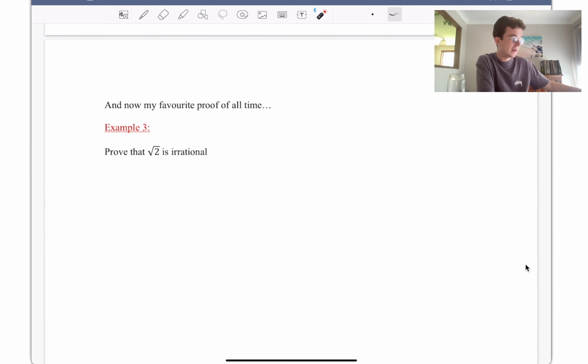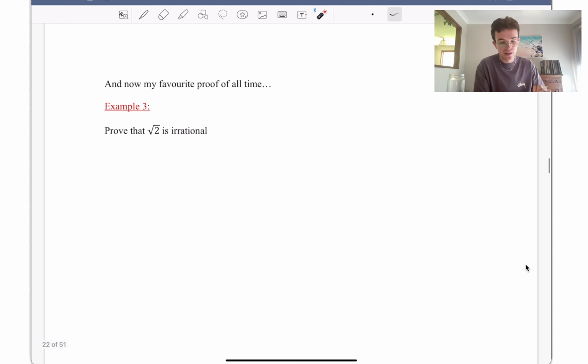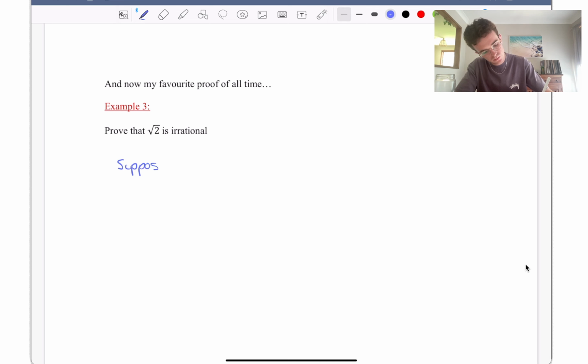Okay, here we go, my favourite proof of all time. I think this type of proof is even cuter than induction. I don't know, it's just really nice. Proving that root 2 is irrational. So again, we're proving by contradiction, so let's suppose that root 2 is rational.